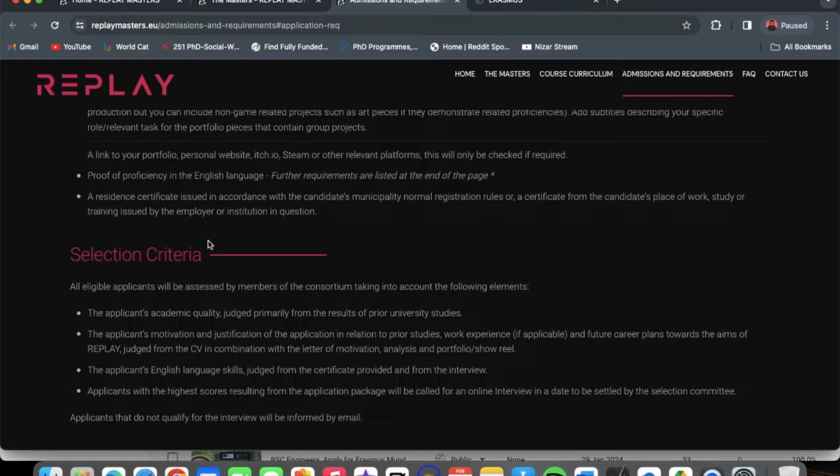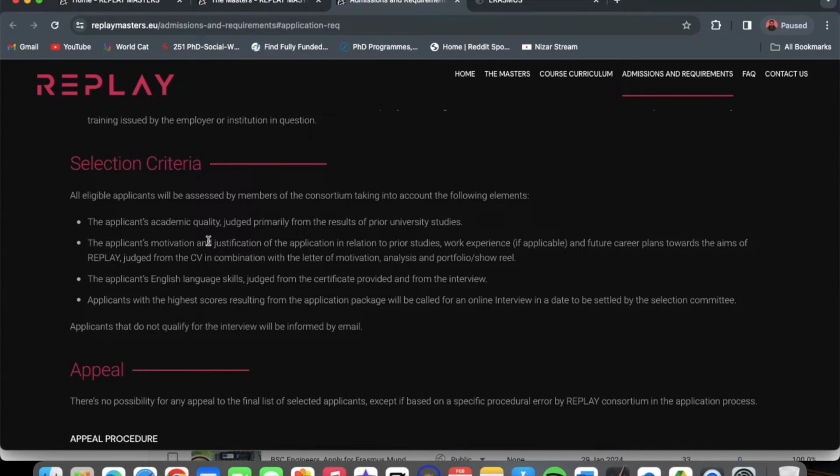Then you need a residence certificate that is issued in accordance with the candidate's municipality normal registration rule. So all you need is a certificate of residence. Just check the relevant resources in the description and you are going to see how you can get your proof of residence. So this is the selection criteria.